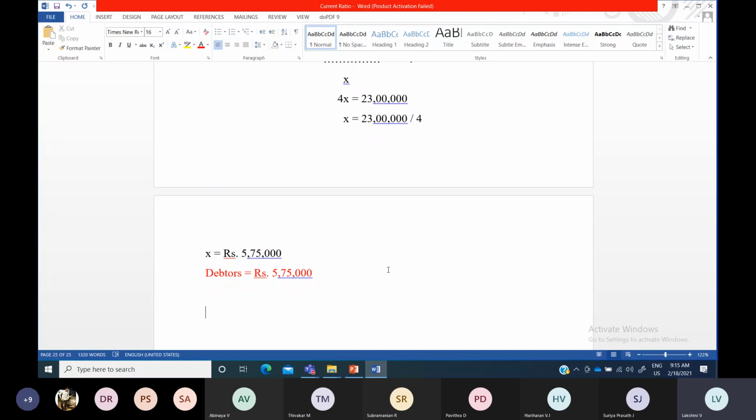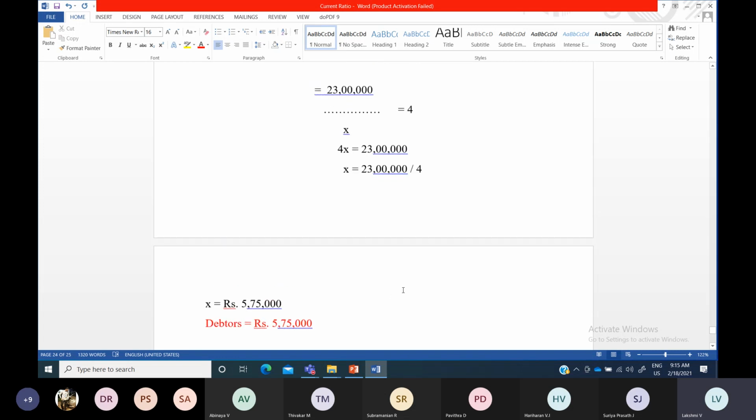Is it clear to all till this? Yes, ma'am. Okay, because 2-3 days back we did this problem, so you might have forgotten. So just see whether you can understand this one. Okay. So next, moving on to the other part.